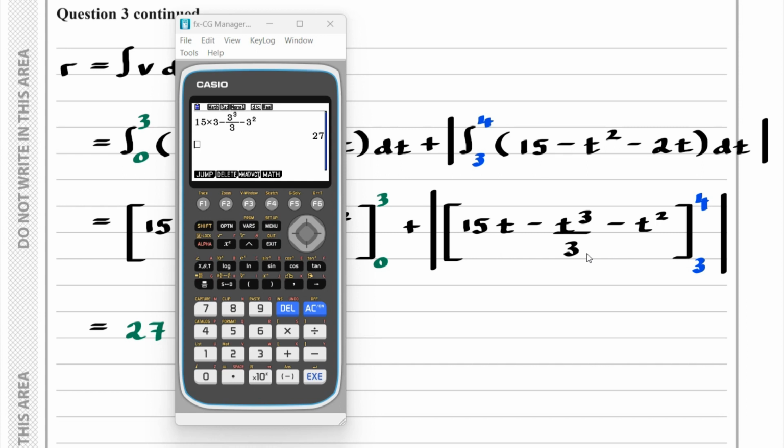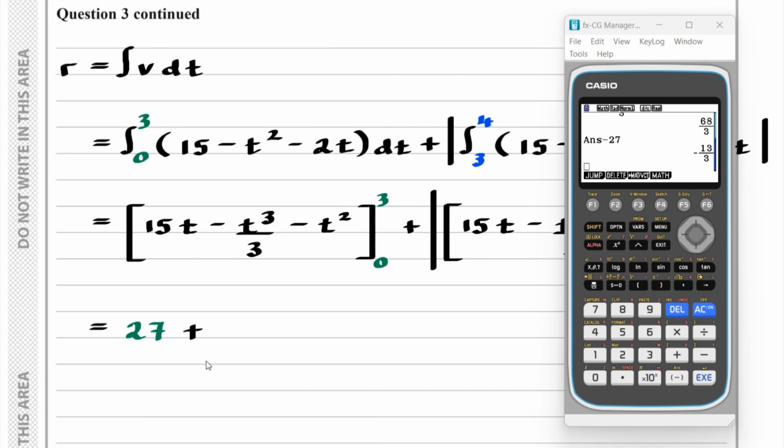So for the value here, well, if I substitute in t equals 4, I have 15 times 4, subtract 4 cubed over 3, subtract 4 squared, and then I need to subtract the result when I substitute in 3, and when I substitute in 3 I get 27, so I get negative 13 over 3. So I need to add on the magnitude of negative 13 over 3.